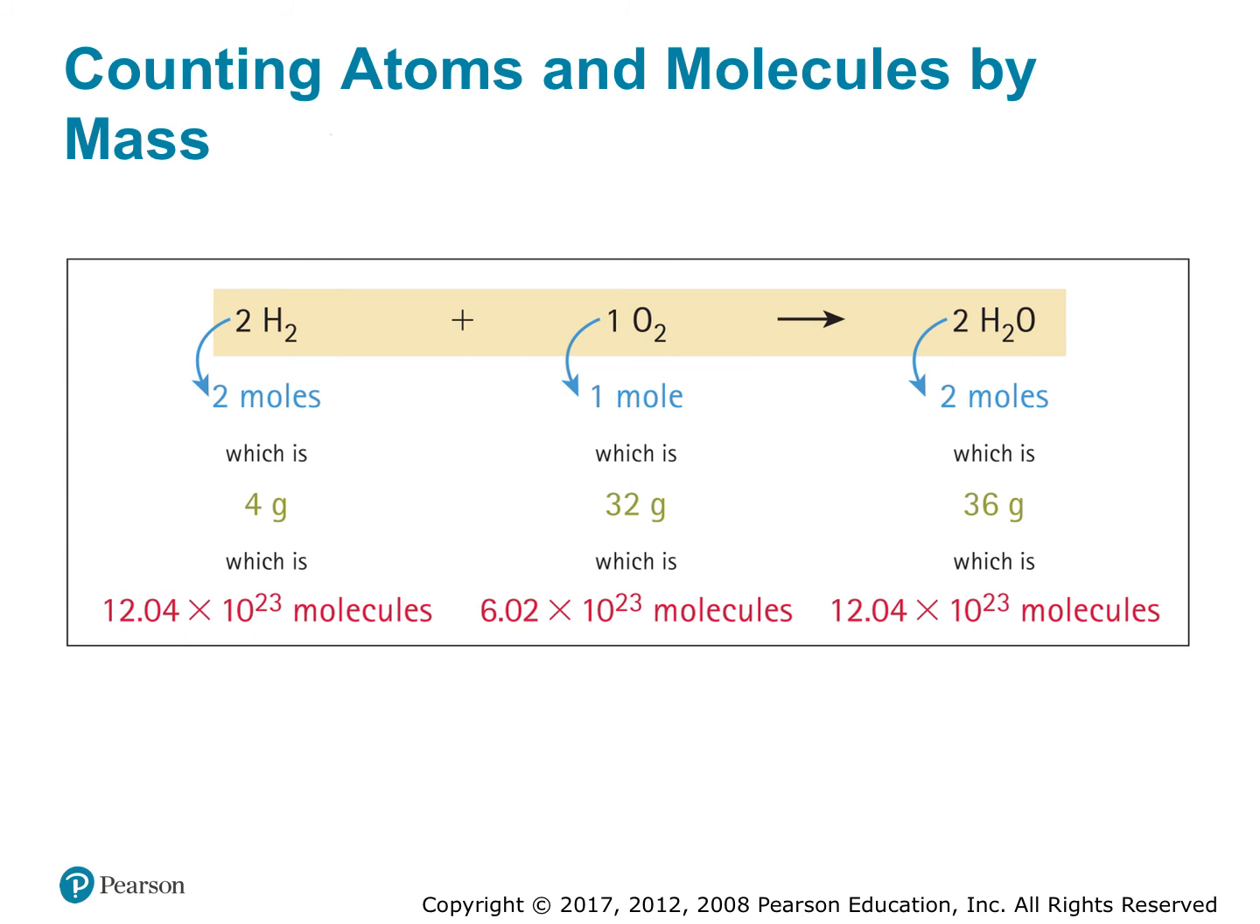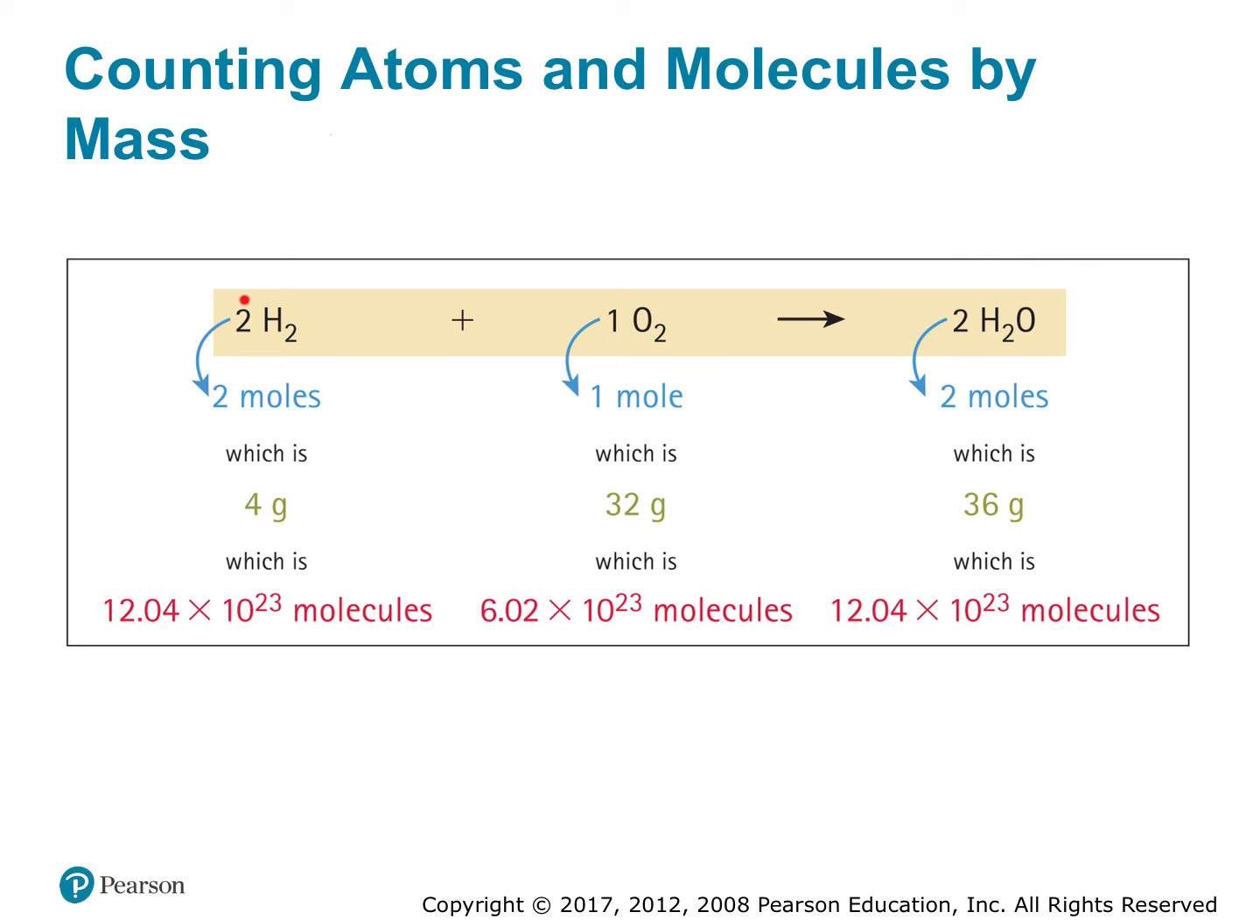Now let's look at how this applies to a chemical equation. Here I've got 2 hydrogen molecules, 2H2, plus 1 oxygen molecule, 1O2, yields 2 water molecules, or 2 H2O.